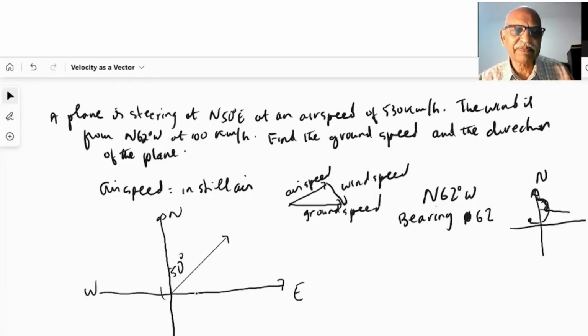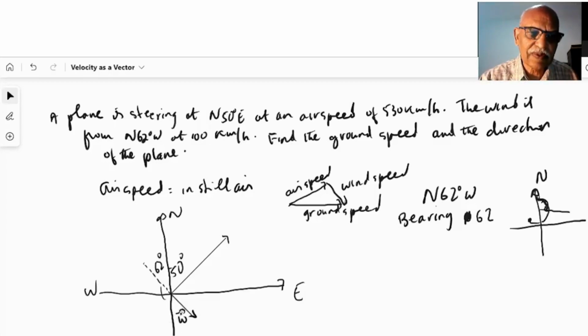And then we have the wind is coming from, which means going the other way. It's coming from 62 degrees west of north. This is 62 degrees. It's coming from here, but it goes to the other side. So this is the wind. So this is W. Let's call this one U.